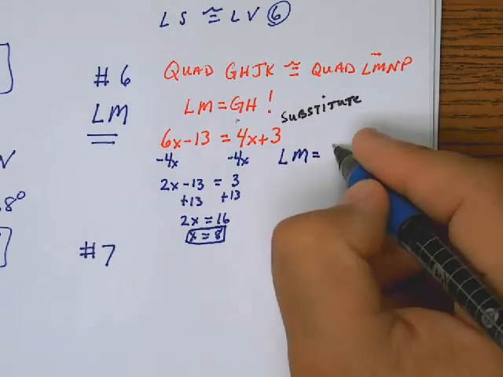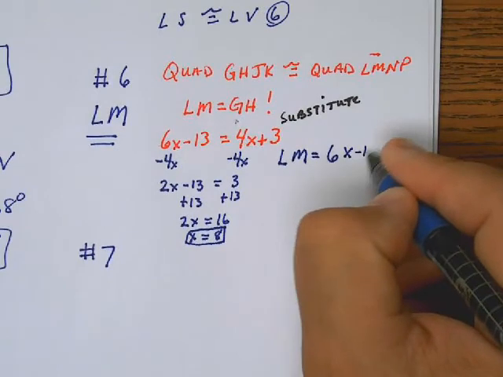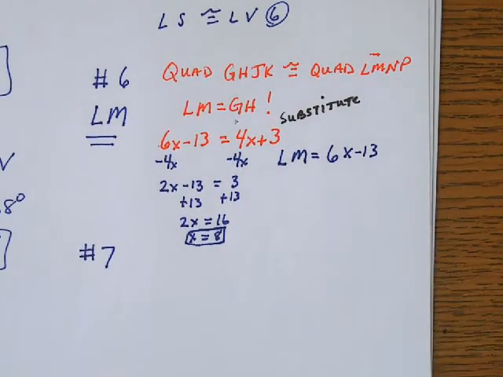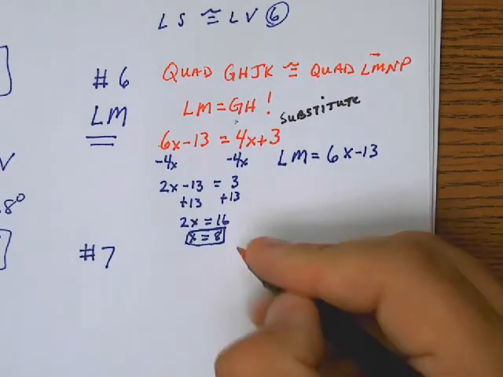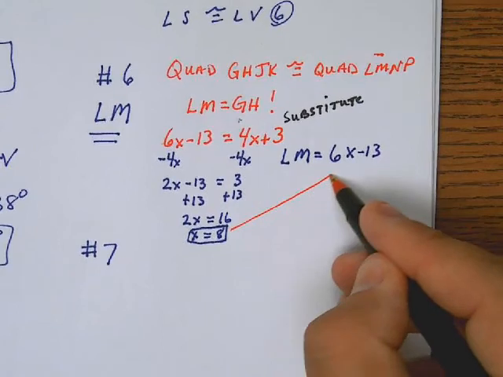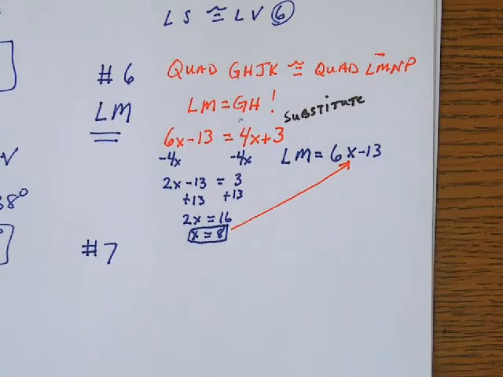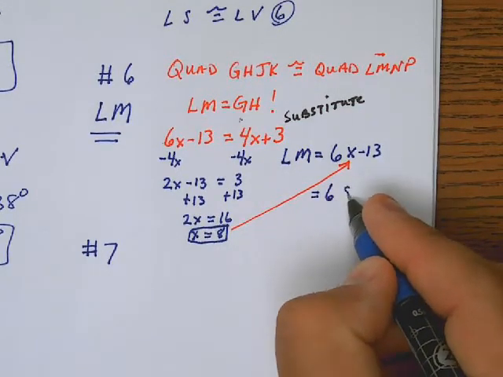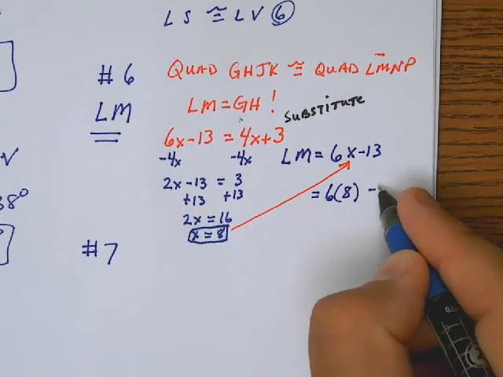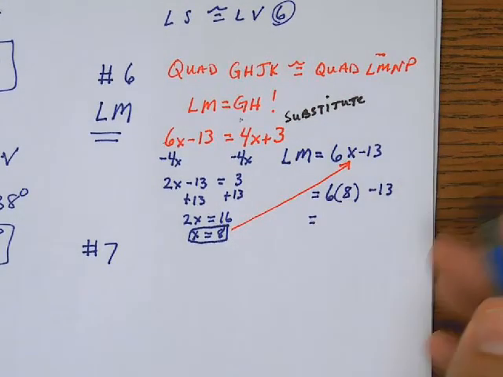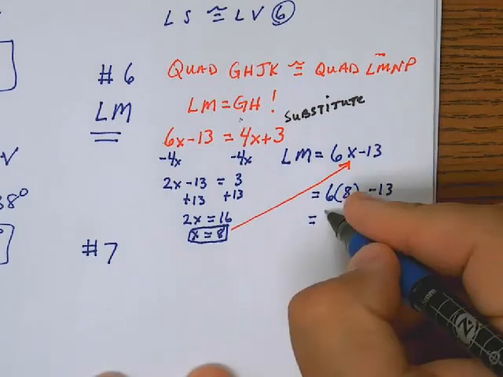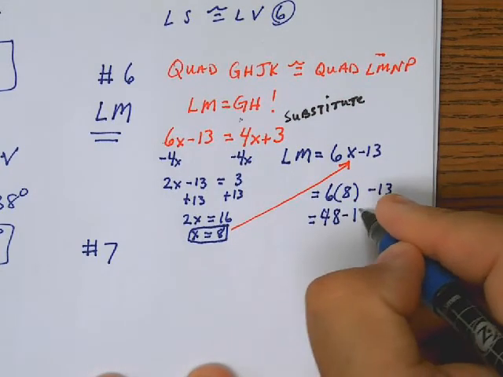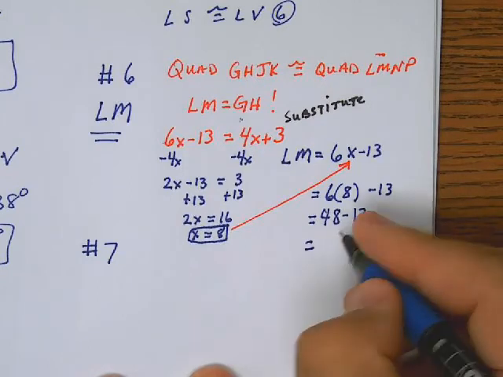Well, we know that LM is equal to 6x minus 13. Well, since we know what x equals, we're going to do a little bitty substitution and put 8 in for x. So 6 times 8 minus 13. 6 times 8 minus 13. That's right. Don't get your calculators out. You don't need them.